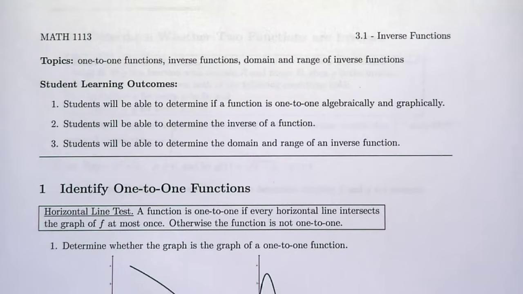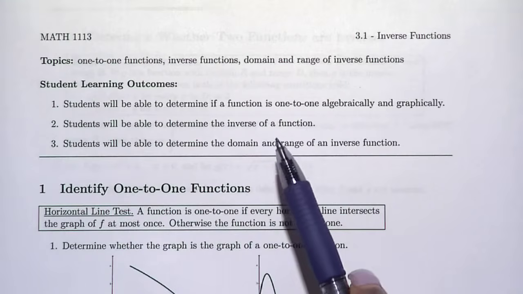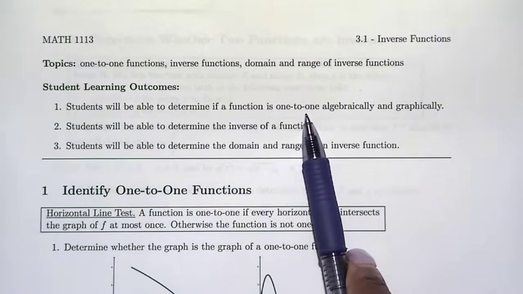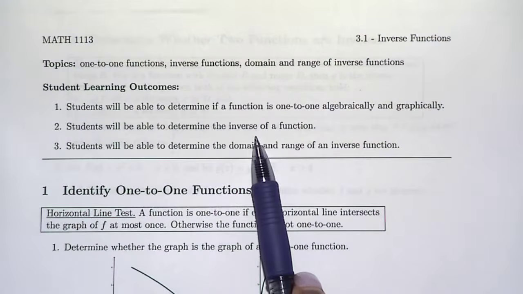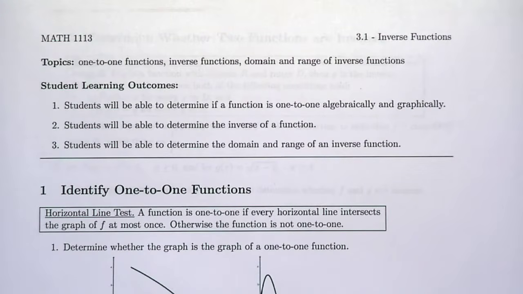Okay, so now we're in chapter 3, and we're going to talk about inverse functions. In order to talk about inverse functions, we need to talk about one-to-one functions. You'll be able to determine whether a function is one-to-one, find the inverse of a function, and determine the domain and range of an inverse function. Let's look at the first section, identify one-to-one functions.